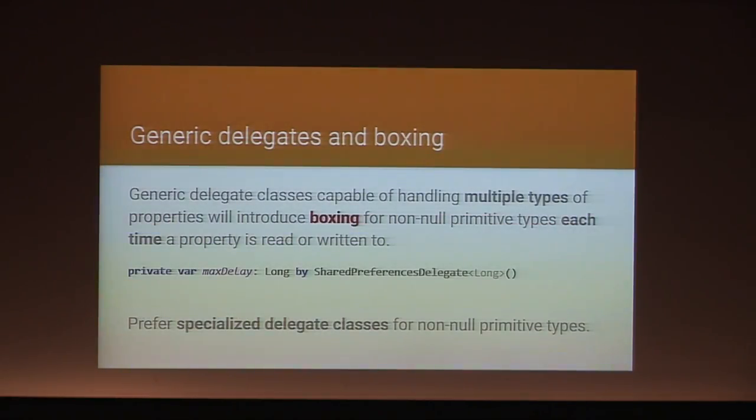Also, good to know, if you are creating a generic delegate, then there is going to be boxing. Here we have a simple example where we have a SharedPreferences delegate, which is storing a long value, but if it's a generic one, it's going to box the long or unbox it when you read it. So if you really want to optimize things, you should create specialized delegate classes for each primitive type that you are using.